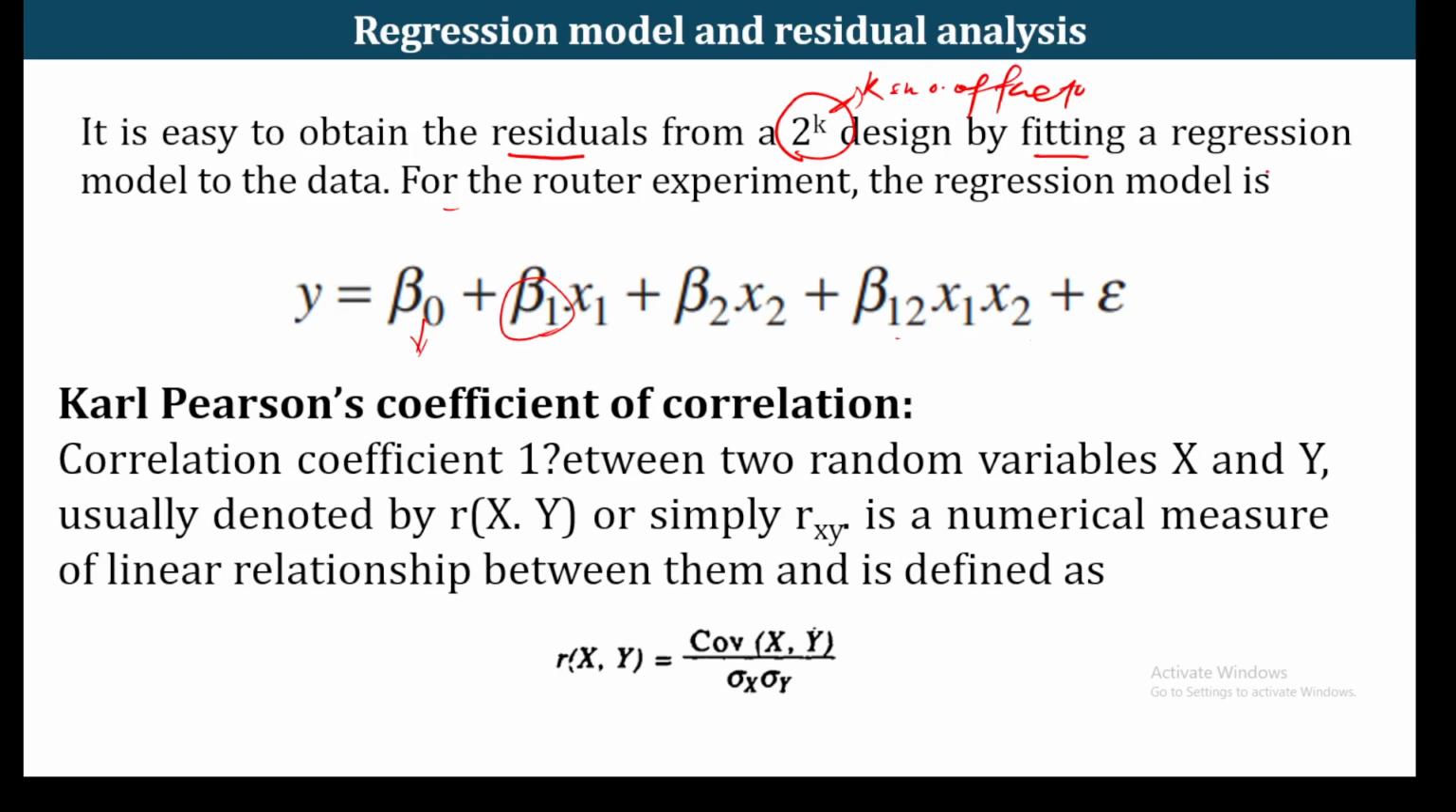And when we are discussing regression, before starting, we have to solve for the Karl Pearson correlation coefficient. This is between two random variables x and y, usually denoted by r of x y, or simply rxy. It is a numerical measure of a linear relationship between them and defined as rxy is equal to covariance of xy upon sigma x sigma y. Does anyone know the formula for covariance of x and y?